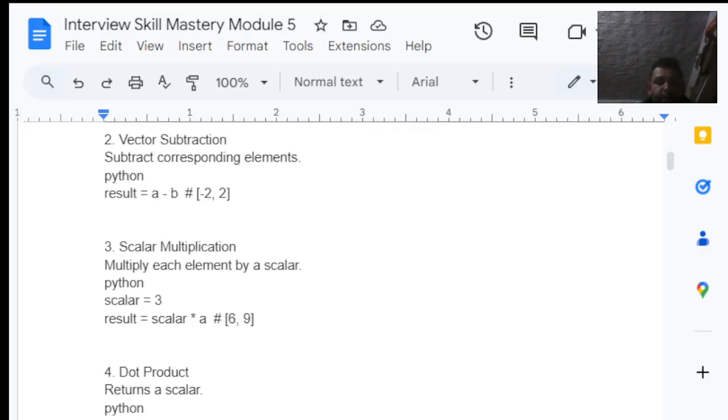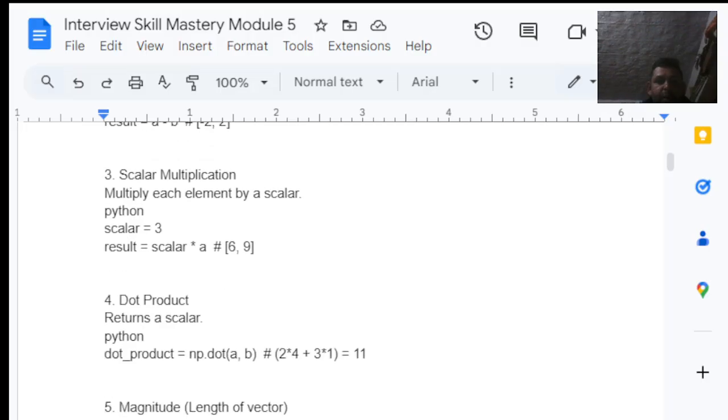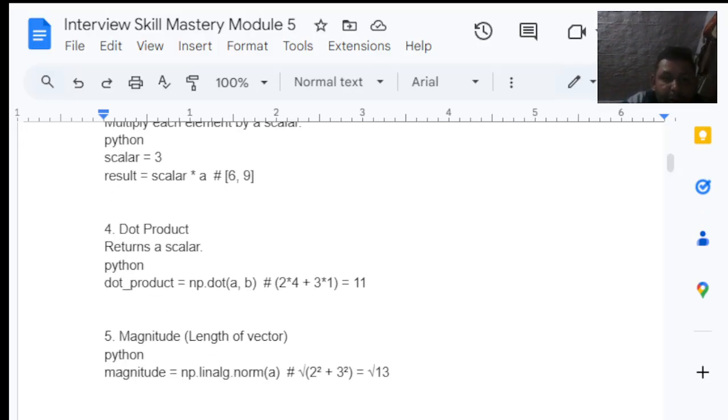And magnitude, length of vector. So magnitude np.linalg.norm a. So it will be the root of 2 to the power 2 and 3 to the power 2. So root 13 will be the answer. And 6 is unit vector. So unit vector is a upon np.linalg.norm a.